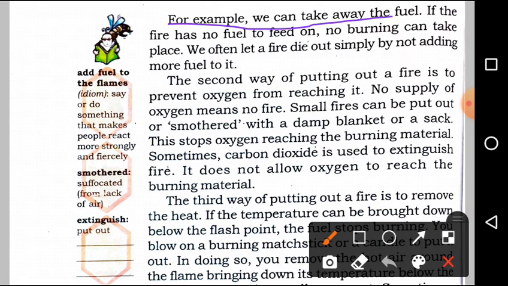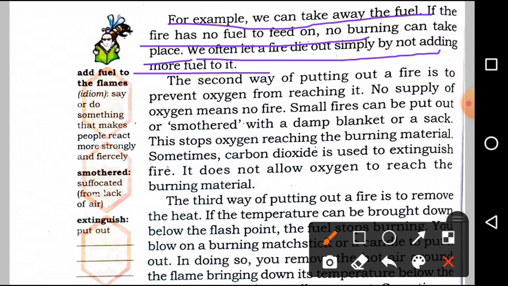For example, we can take away the fuel. If the fire has no fuel to feed on, no burning can take place. I already told, if we do not add more fuel to it, it will stop. We often let a fire die out simply by not adding more to it. We can, for example, in village areas, people used to cook outside with firewood.